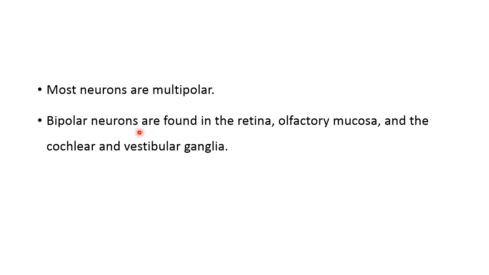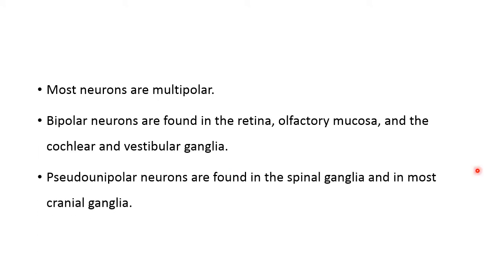The bipolar neurons are found in the retina, the olfactory mucosa, and the cochlear and vestibular ganglia. That means bipolar neurons are concerned with vision, smell, hearing, and balance. The retina means vision, the olfactory mucosa is smell, the cochlear is the inner ear, hearing, and the vestibular ganglia is balance. Pseudo-unipolar neurons are found in the spinal ganglia, in the peripheral nervous system, and in most cranial ganglia.